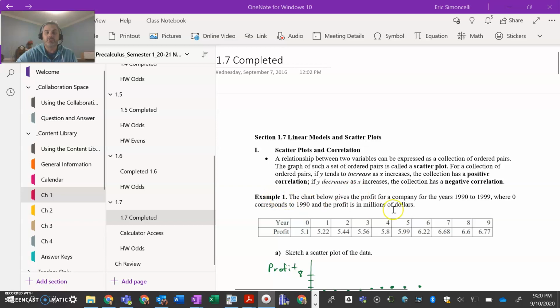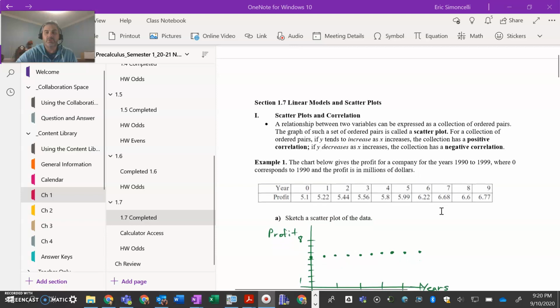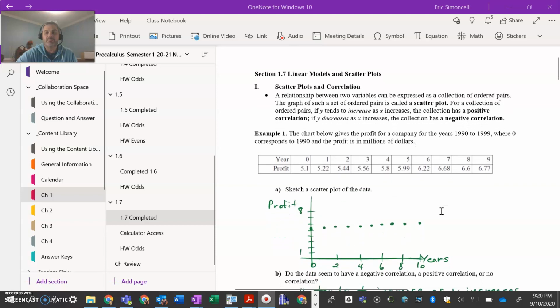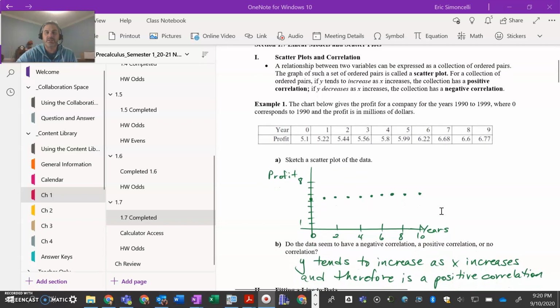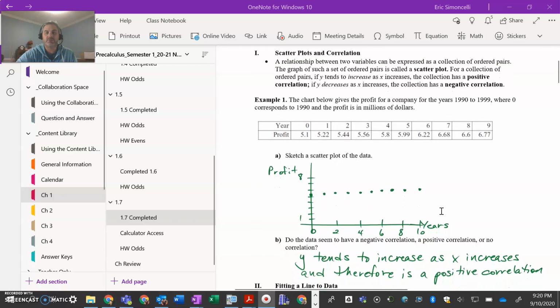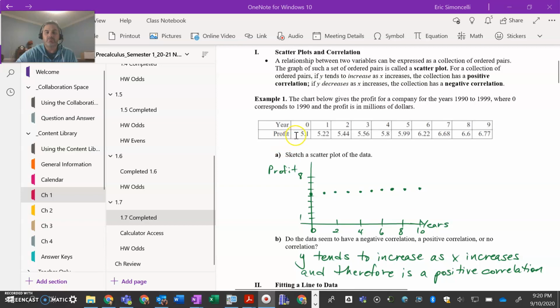Example 1. The chart below gives the profit for a company for the years 1990 to 1999, where 0 corresponds to 1990 and the profit is in millions of dollars. So as you can see, we've got year 0 through 9, and profit from 5.1 all the way to 6.77. For part A, sketch a scatter plot of the data. Obviously, as you can see, I've done that for you.